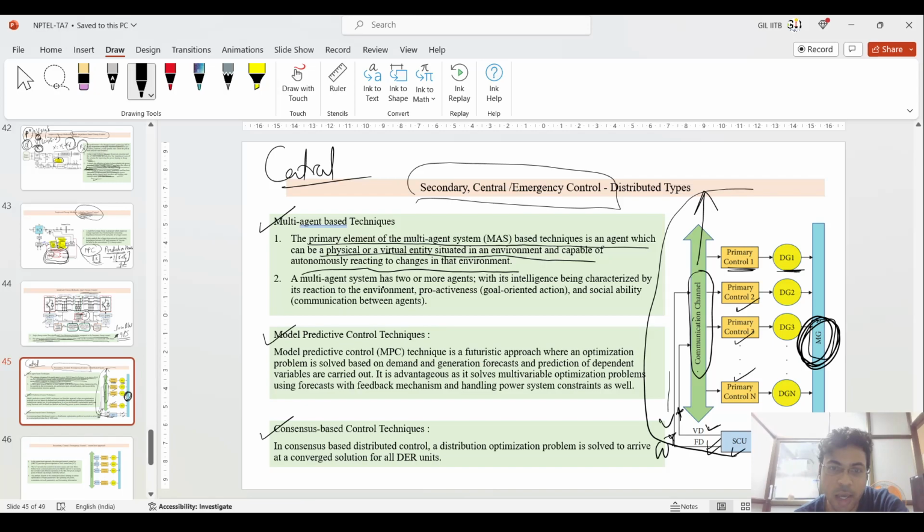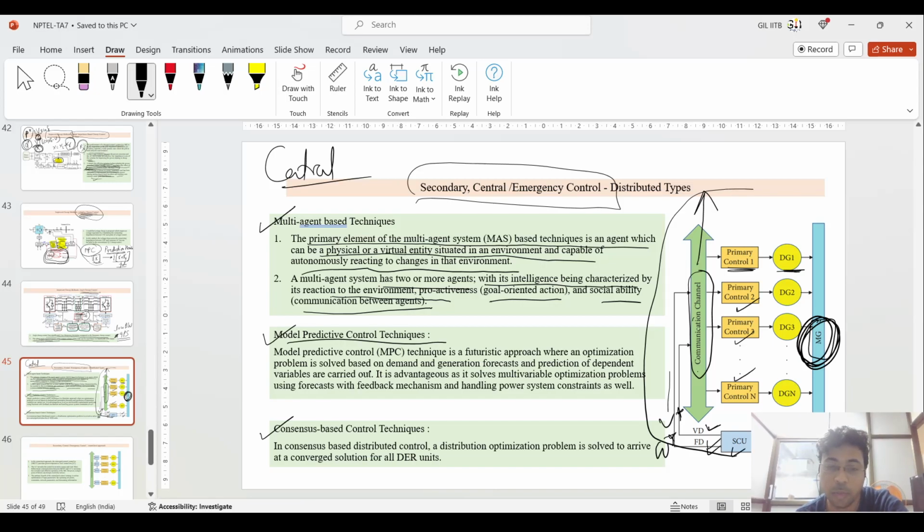And it has two or more agents, not a single one, and the agents can also be categorized with their intelligence: reaction to the environment, proactive, goal oriented action, or social ability, that is communication based ability. Okay, the second type of technique is model predictive control based, where I have told you that it predicts the future.